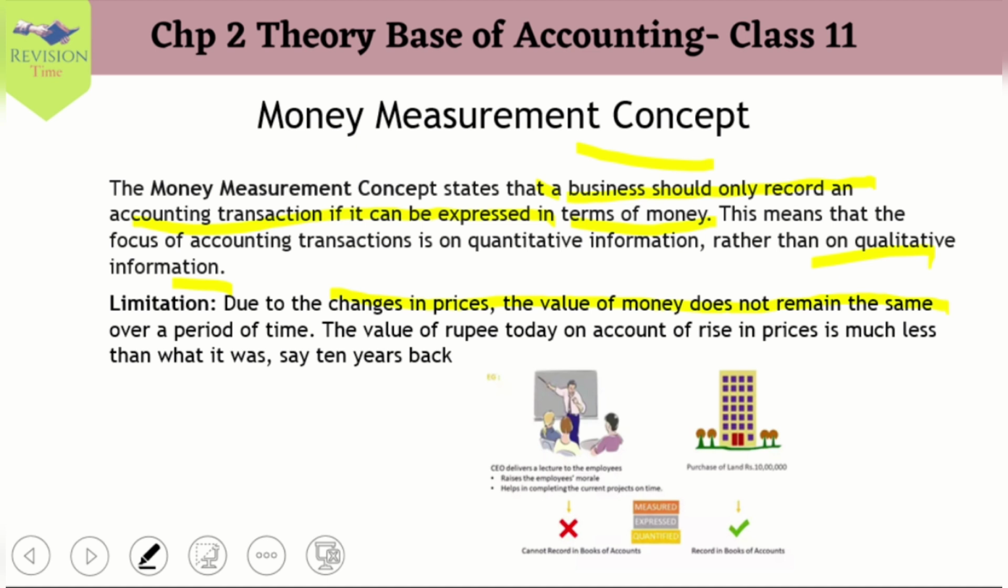Here we can see an example: a CEO delivers lectures to the employees. Maybe he's training the employees on the new upgradation, helping in completing the current projects in time. These all add value to the business but cannot be recorded in the books of account. Here we can see the purchase of land of rupees 10 lakh. Yes, it has some monetary value. This is recorded in the books of account, and the other cannot be recorded.